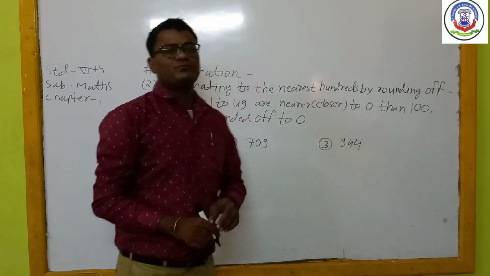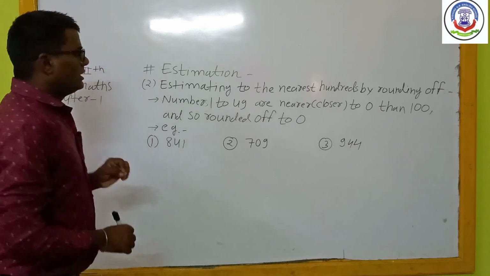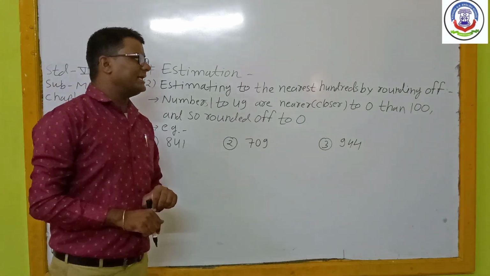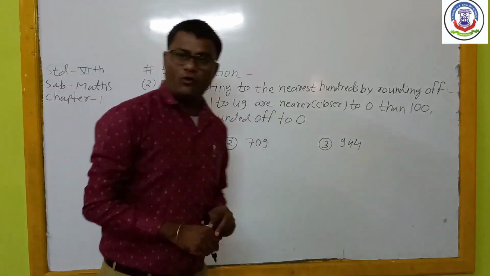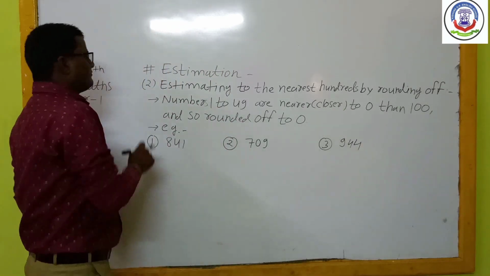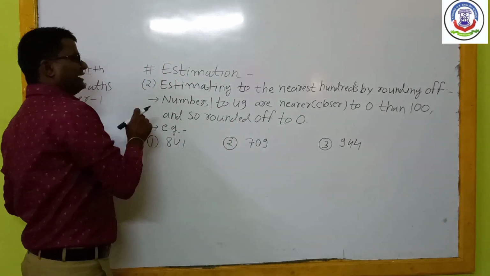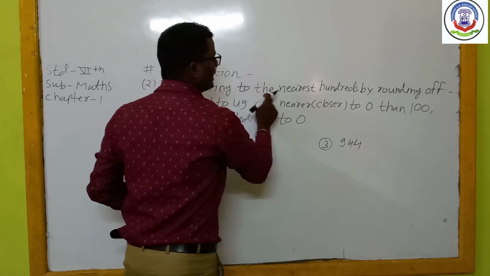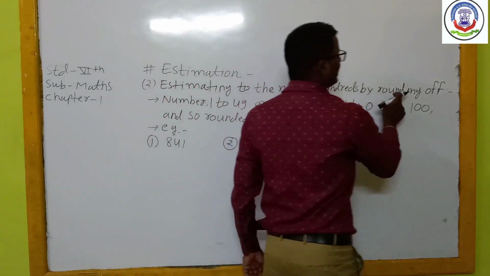In the previous topic, we learned estimating to the nearest tens by rounding off. Now we will learn the second topic, and that is estimating to the nearest hundreds by rounding off.